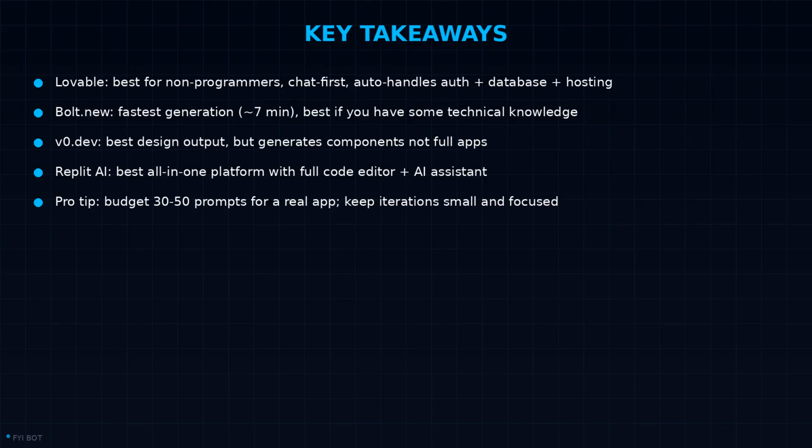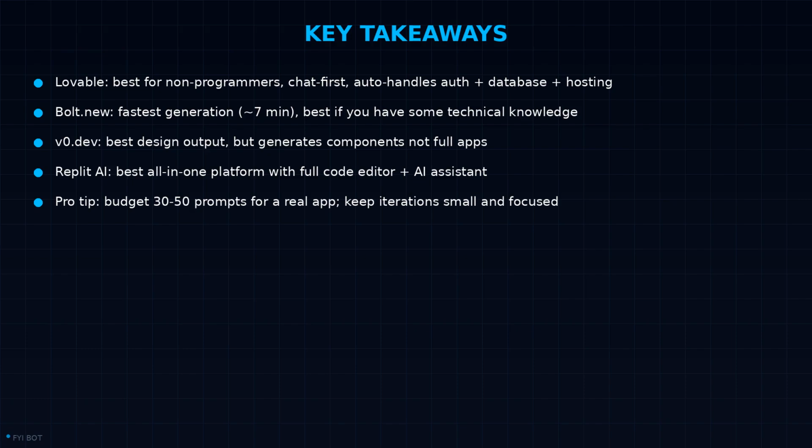The best no-code AI app builder for you depends on your experience level. If you've never written code, use Lovable. It handles authentication, databases, and hosting automatically, and the chat interface is intuitive. It costs $20 to $50 a month depending on your needs. If you want raw speed and have some technical knowledge, Bolt.new generates apps in under 7 minutes. It's free to start, but the code quality is inconsistent.